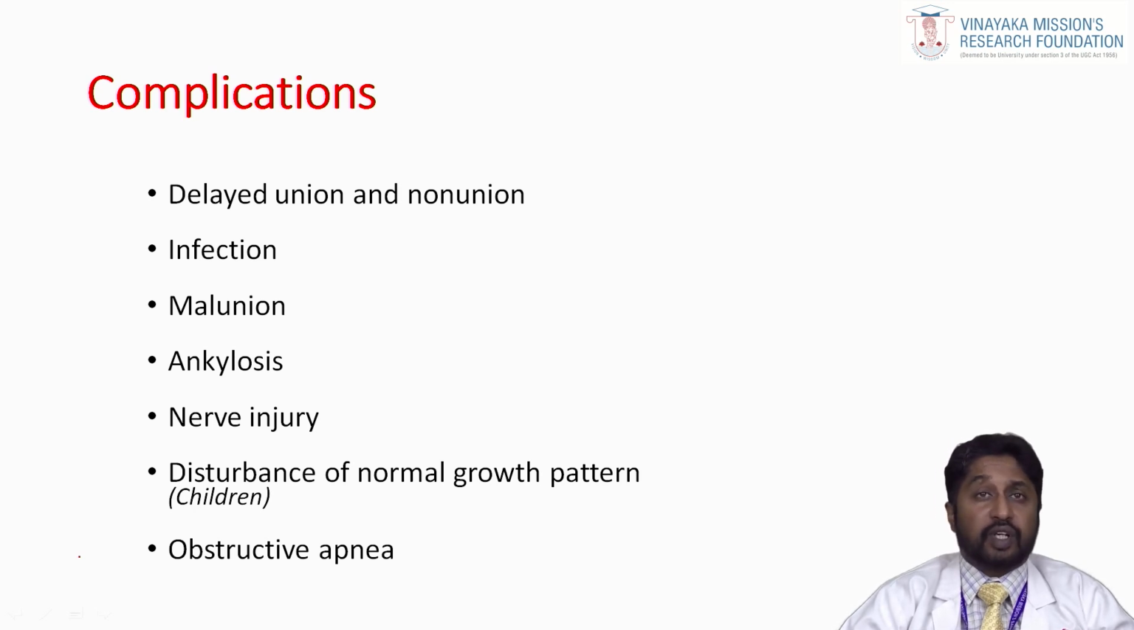Next is nerve injury. So there will be types of nerve injury, and there are common complaints that you will come across. Disturbance of normal growth pattern. This is because when children are treated, or if it's not treated, they have a disturbance in the growth pattern. Suppose they give a long plate or something, that may disturb the growth pattern.